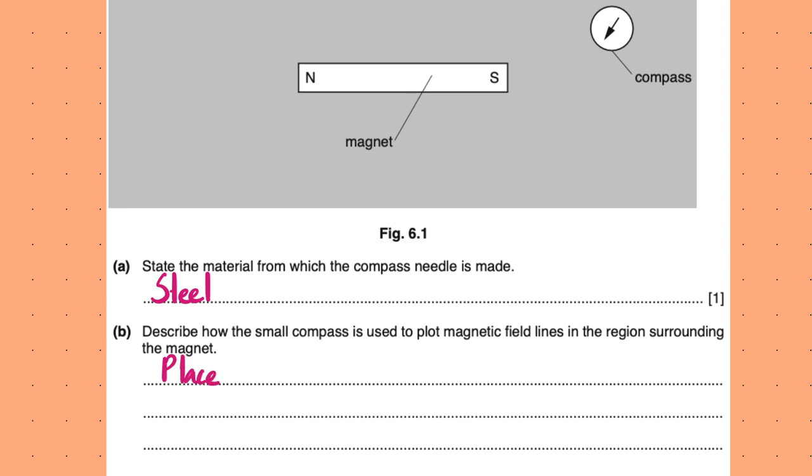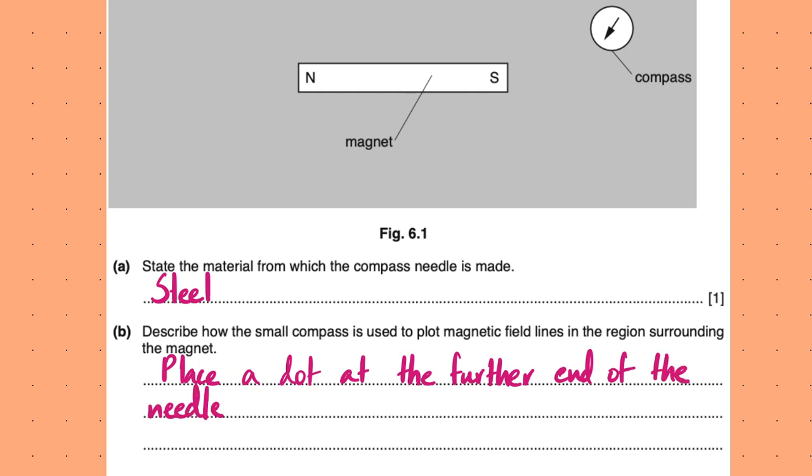So I'll say place a dot at the further end of the needle. And also generally, if you say the further end of the needle, then that would work out whether it is placed near the north pole or the south pole, right? So that's a good thing about writing it like this. And then adjust the compass so that the nearer end is at the dot.